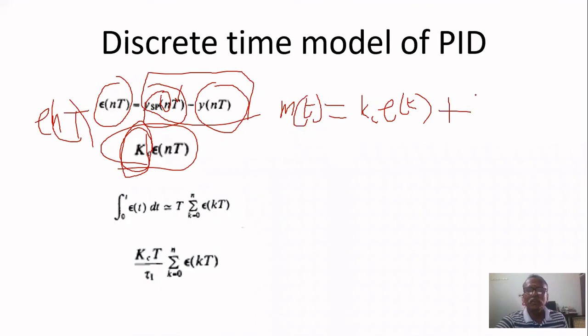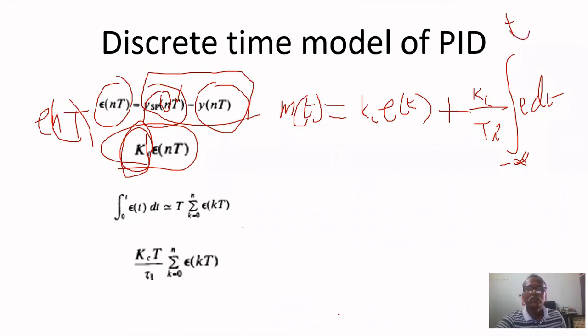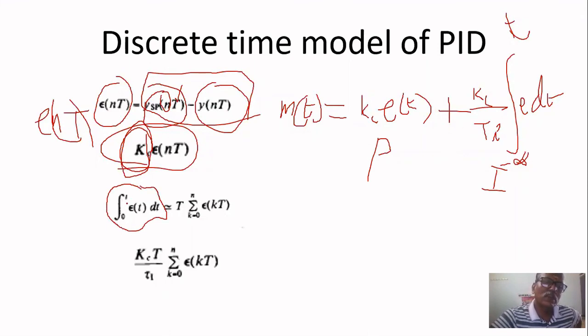The integral controller we will write as Kc upon Ti, integral of e(t) dt from minus infinity to t. So this is the PI controller. This is for proportional, this is for integral in the continuous domain. What is the equivalent in discrete time signal for the integrator?